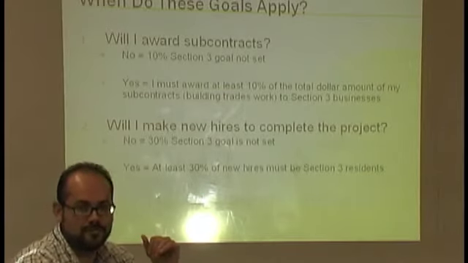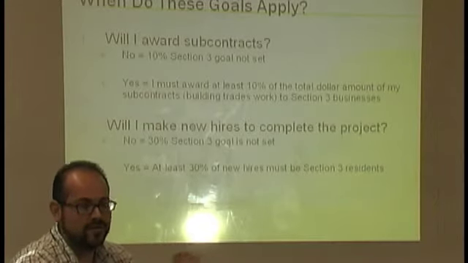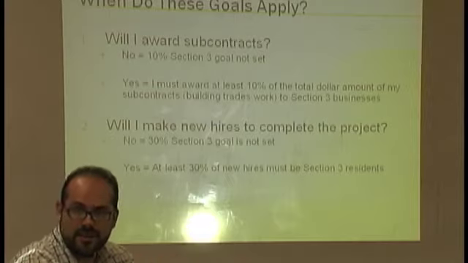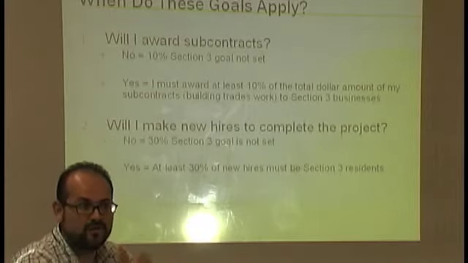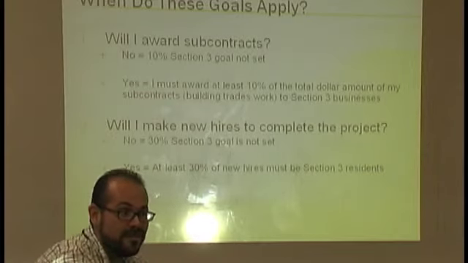When does that 30% goal apply? Same question: will I make new hires to complete the project? If the answer is yes, then 30% of your total new hires have to be Section 3 residents. Any questions yet?